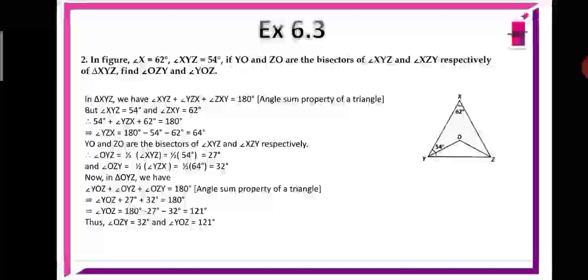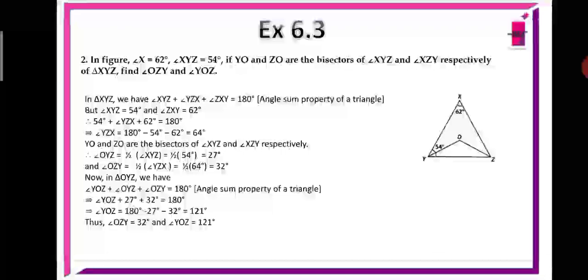Now we know that YO and ZO are the bisectors of angle XYZ and angle XZY respectively. Therefore, angle OYZ equals half of angle XYZ, that is half of 54, which equals 27, and angle OZY equals half of angle YZX, that equals half of 64 degrees, that is 32 degrees.